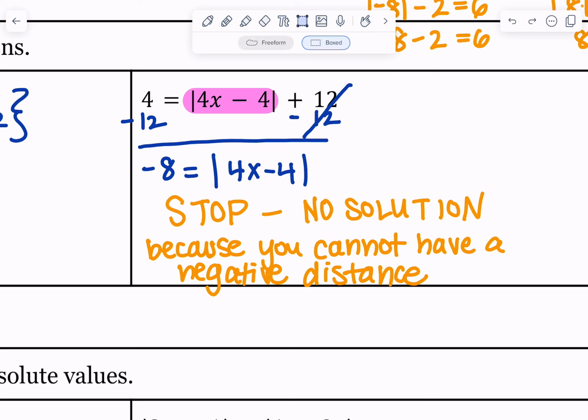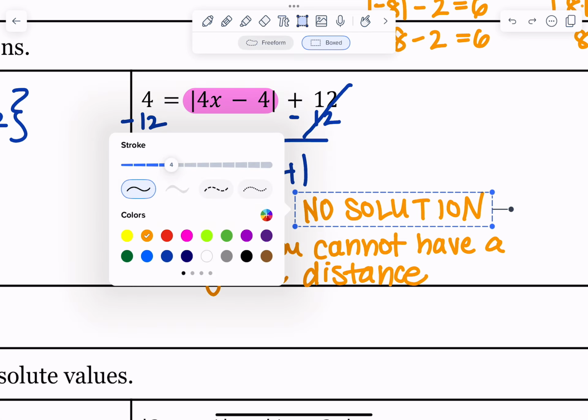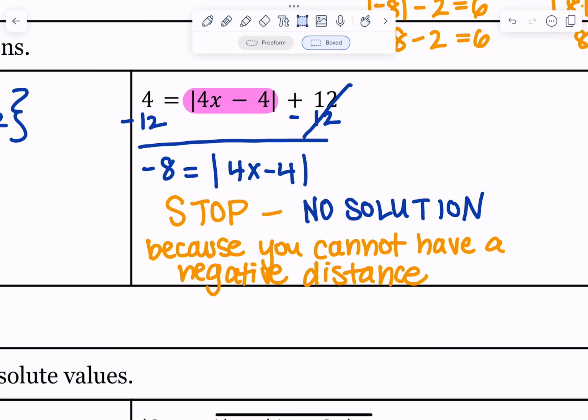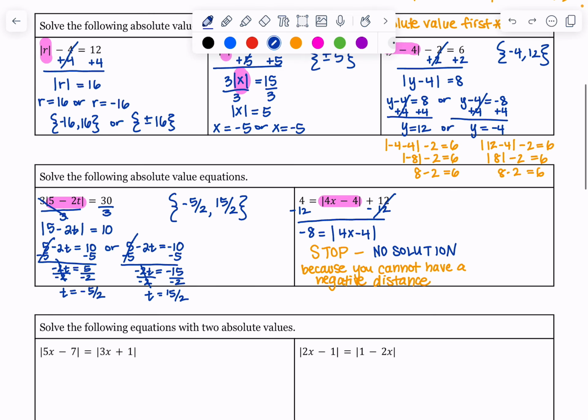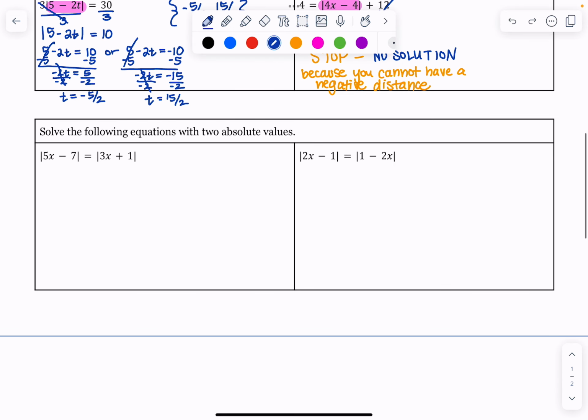Let me change that to blue, just for the sake of matching. This one is no solution. No value of x will make this right side equal to 4. All right, next one, solve the equations with two absolute values.